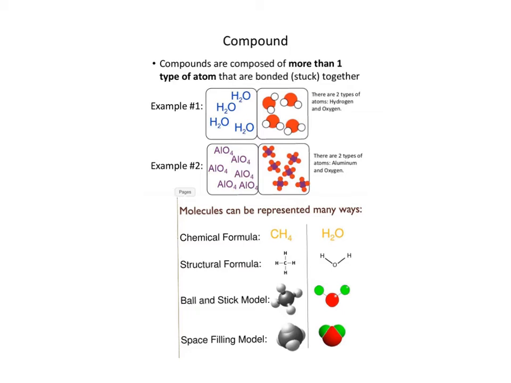The difference between compounds and molecules is whether they're ionic or covalently bonded. We only use the term molecules to describe covalently bonded atoms. Notice how many different ways we can draw and model atoms and molecules. We can use a chemical formula, a structural formula, a ball and stick model, or a space filling model.